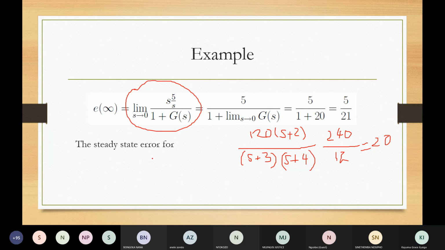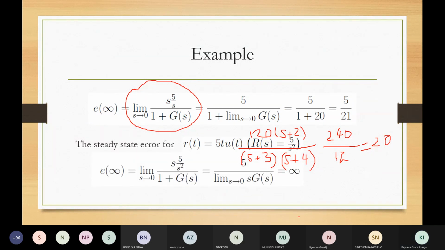Are we together, guys? So this is how we find it, in the case where the input is the step function. Let's now see where the input is a ramp function, 5t u(t). Now R(s) will be equal to 5 over s squared. Simplifying, we will remain with 5 over s.